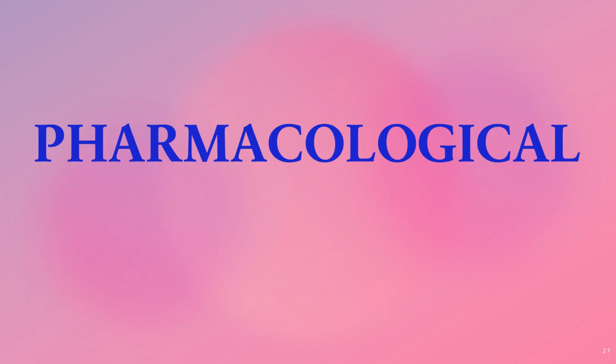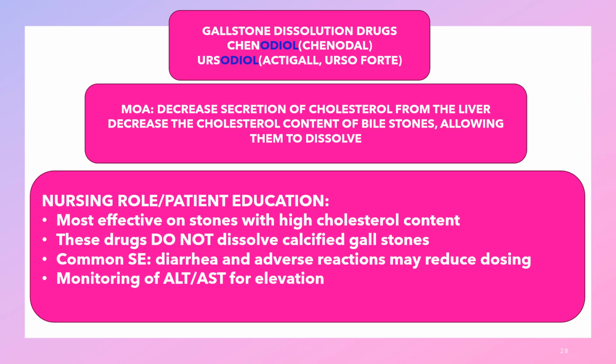As far as pharmacological, I'm going to start with these gallstone dissolution drugs, chenodiol and ursodiol, Actigall or Urso Forte. These are gallstone dissolution drugs. So basically what they do is they break down the stones. And the way that they do this is they decrease secretion of cholesterol from the liver. They decrease the cholesterol content of the bile, and this allows gallbladder stones to dissolve. Okay, so that's the mechanism of action for these drugs.